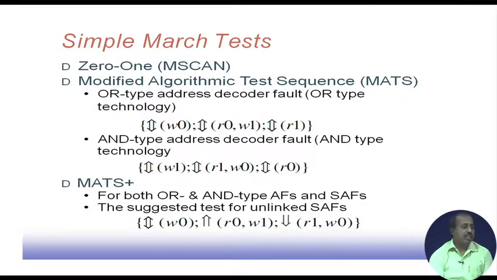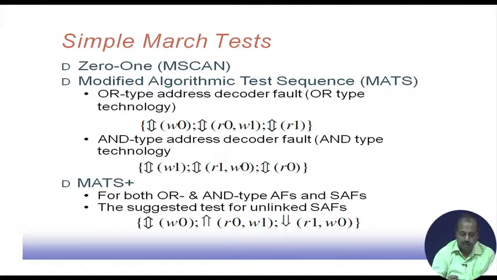Now, simple tests. Like the 0-1 test that we have already discussed, the M-scan algorithm. There are some modified arithmetic test sequences, or Matz, in short form. It can detect address decoder faults. How? Say this can detect OR type address decoder faults. OR type address decoder fault means for technologies where the result is OR type.